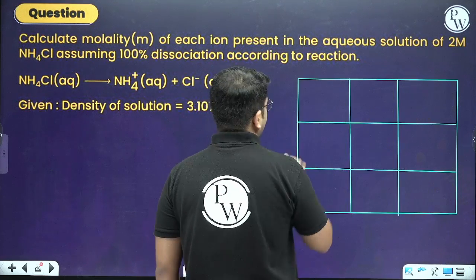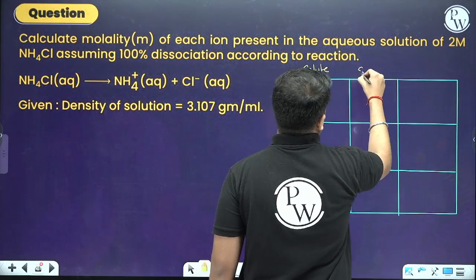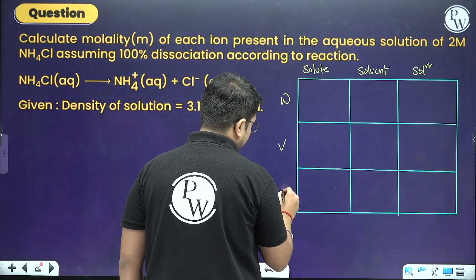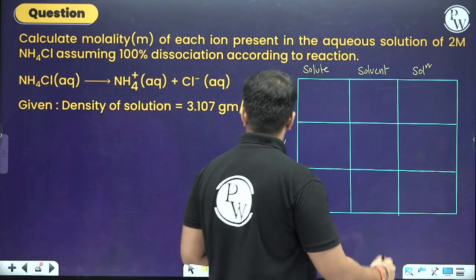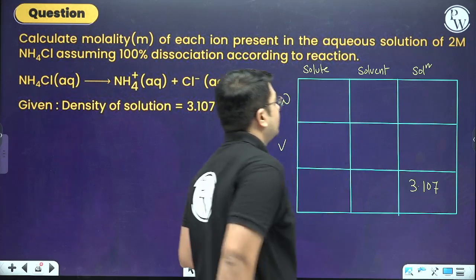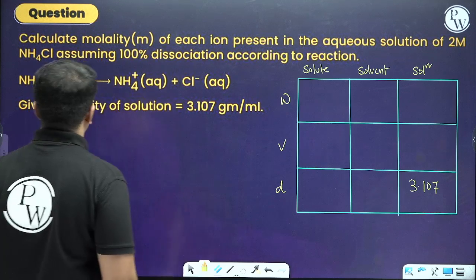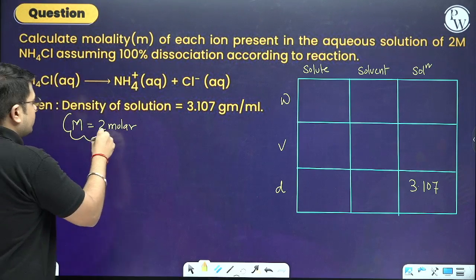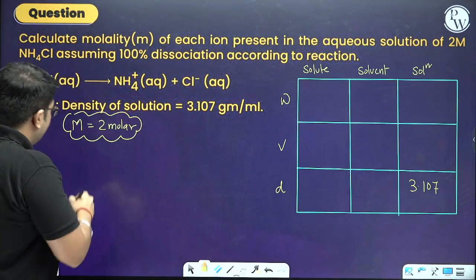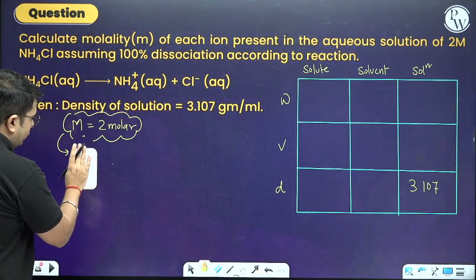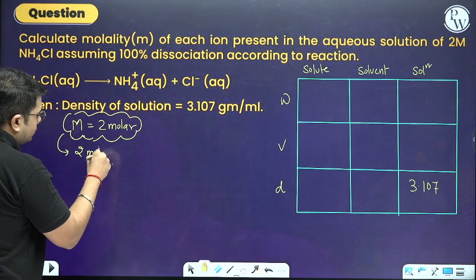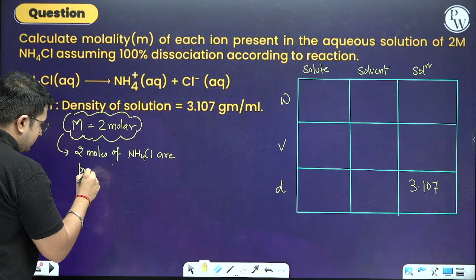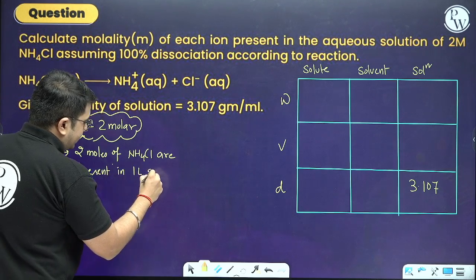Now in this case we have solute, solvent, and solution. Here we have weight, volume and density. The density of the solution is 3.107. Next part is 2 molar NH4Cl. Molarity will be 2 molar. What is the meaning of this particular term? It's very easy. From the definition itself, 2 moles of NH4Cl are present in 1 liter solution.